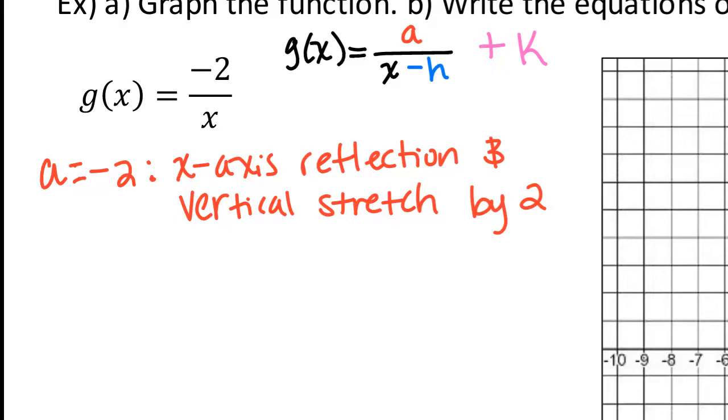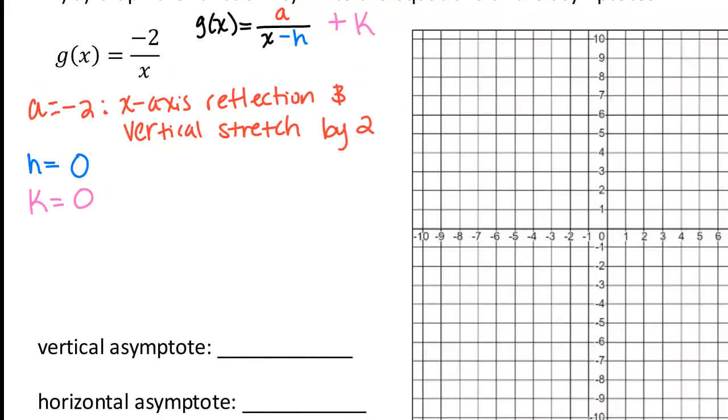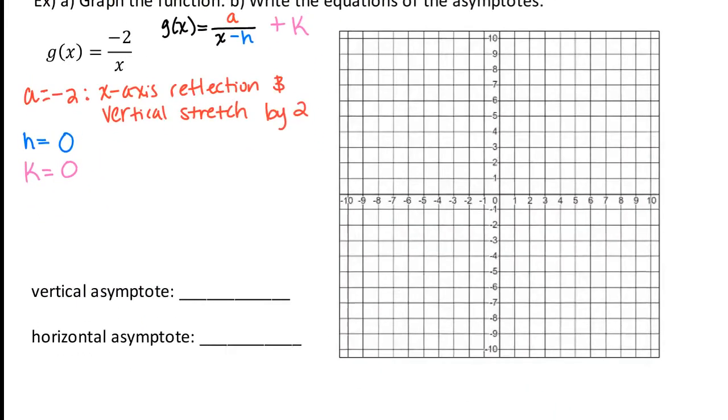All right, then my h value, if I look in the denominator next to the x, I don't have anything next to the x, so that tells me h is 0. And at the end of the fraction, there's nothing there, so that's also k equals 0. So I don't go left, right, up, or down. H and k aren't going to do anything to the graph today, or in this example, I should say.